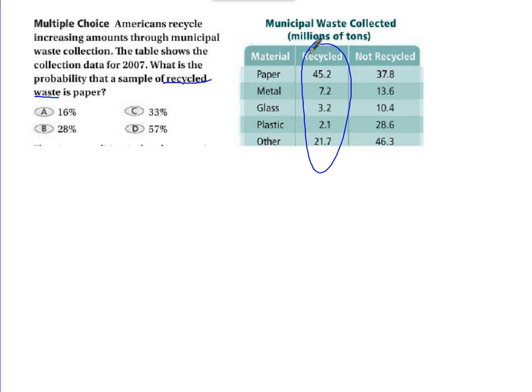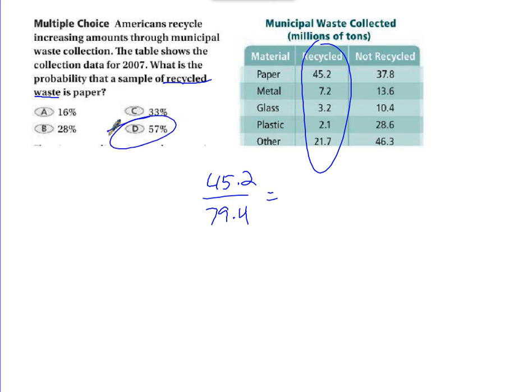Which is going to be what? Over the total of that, if you add it all together, 79.4. And what does that give me? 56.92. And since this is multiple choice, I can round that to the nearest percent, which makes my answer D, 57%.